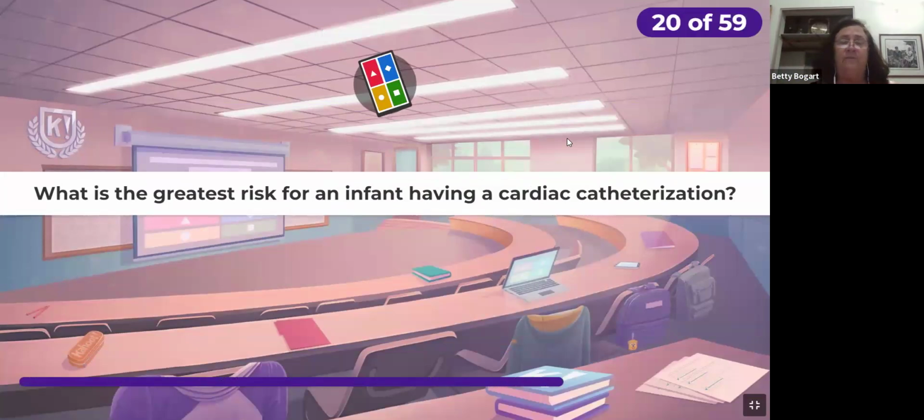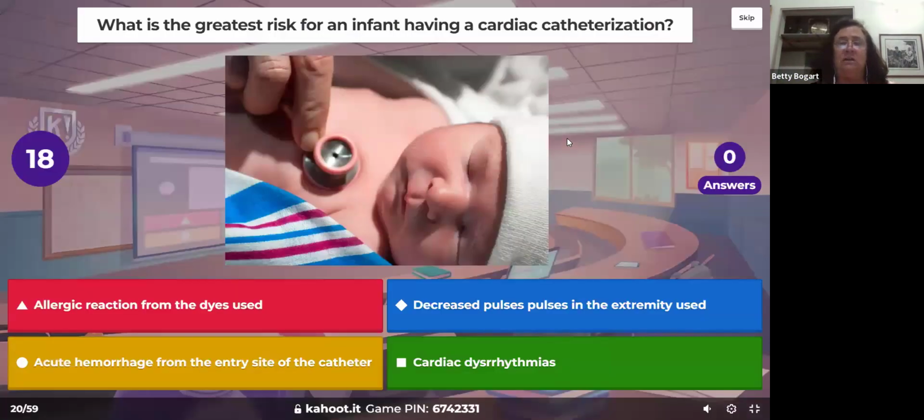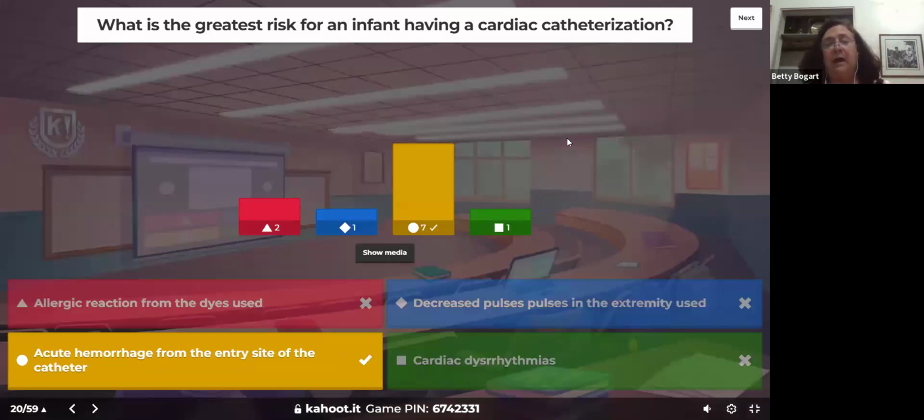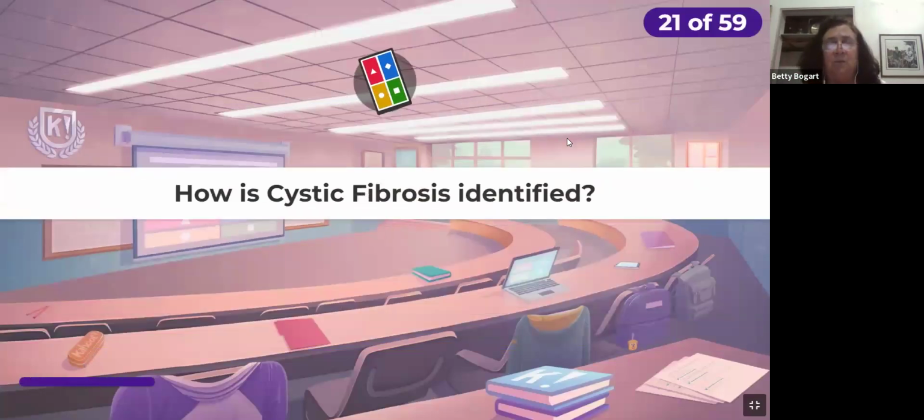What is the greatest risk for an infant having a cardiac catheterization? What did I tell you I'm concerned about when I get those kids back from the cardiac cath? It's all about the hemorrhage, okay? They don't get allergic reactions, they don't usually have dysrhythmias post, and they're going to have slightly decreased pulses because of the catheters that are in there. The big priority is to check the dressing for any hemorrhage that's going on there.